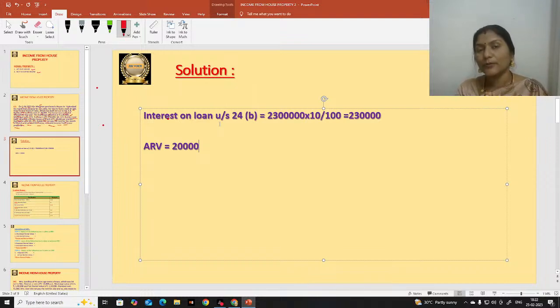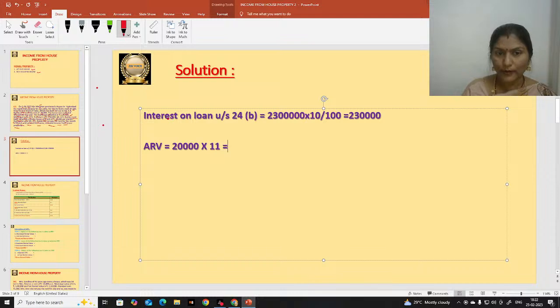And in the last month of the previous year, March month, the tenant did not pay rent, and he vacated the house. So our assessee received only 11 months rent. Okay, hope this point is clear for everyone. So 20,000 into 11. We get 2,20,000. 2,20,000 rent only our assessee received for 1 year. That is actual rental value, that is ARV. Hope this is clear for everyone.